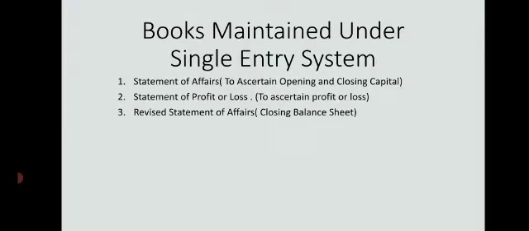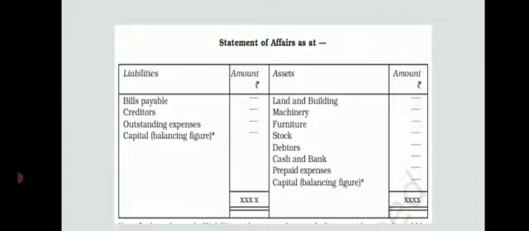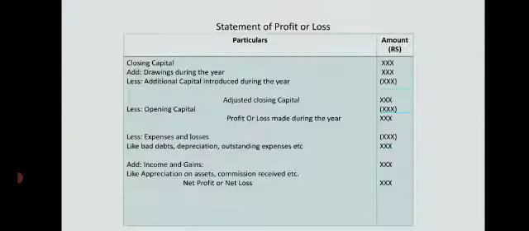So let us revise. As we know, under single entry system, we prepare three accounts: statement of affairs, statement of profit or loss, and then revised statement of affairs. Let us see the format once again. Liabilities, amount, assets, amount. Statement of affairs resembles the balance sheet for single entry system. On the liability side, we record all the liabilities including long term liabilities, short term liabilities, and the capital. Then on the asset side, fixed assets as well as current assets.